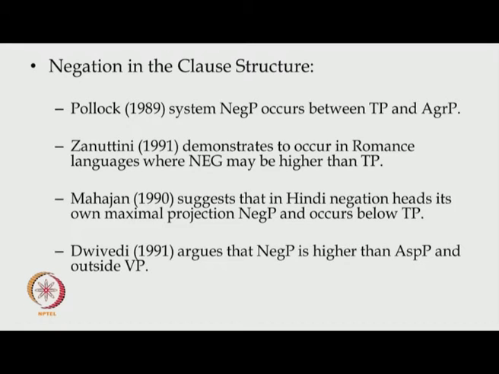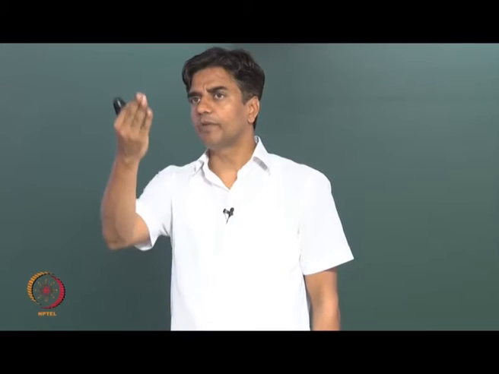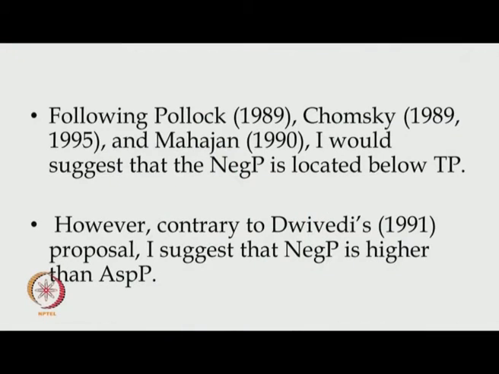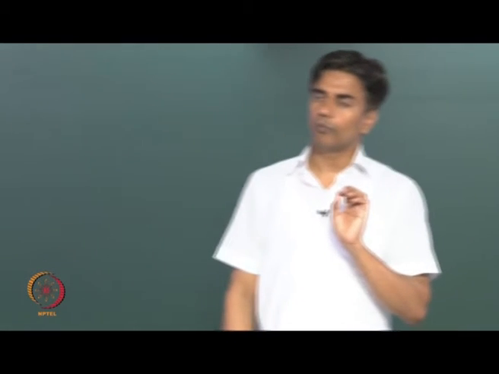I have already discussed this part with you. Where do negative items occur in the clause structure? There are different people like Pollock, Giannakidou, Mahajan, Dwivedi, many people who have studied these things, and people have had different positions about the presence of negative items in the clause structure. What sounds very convincing is a combination of all that, not any one in particular. So, this is the point that I want to make to you.